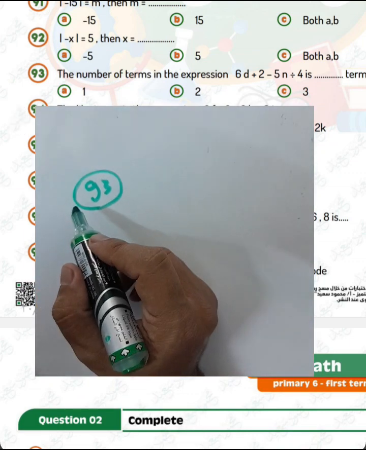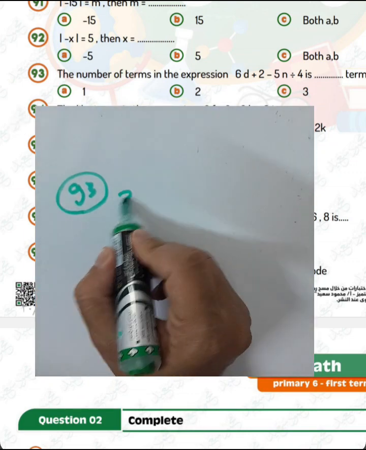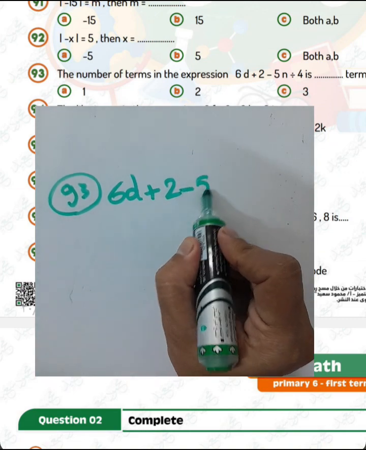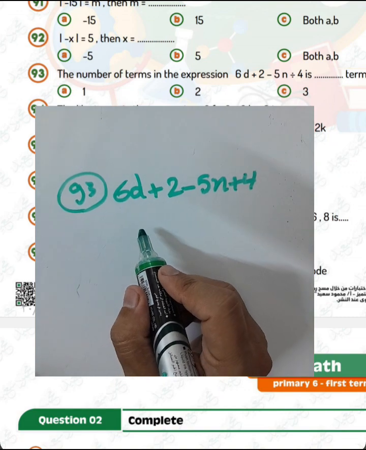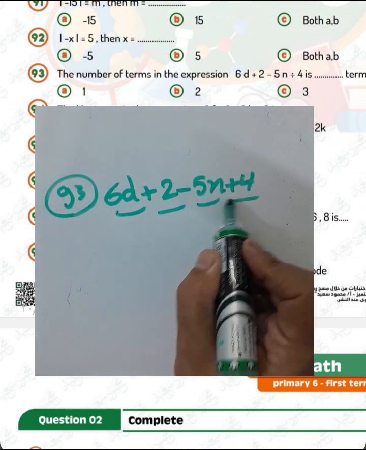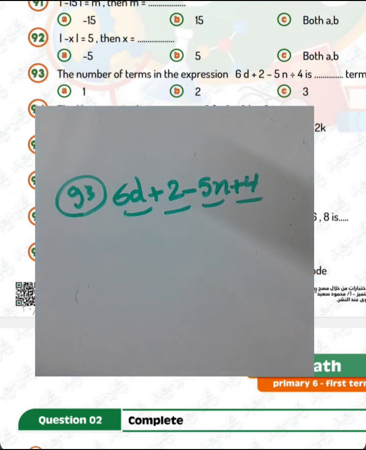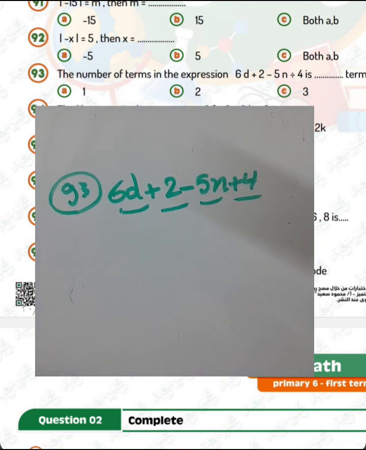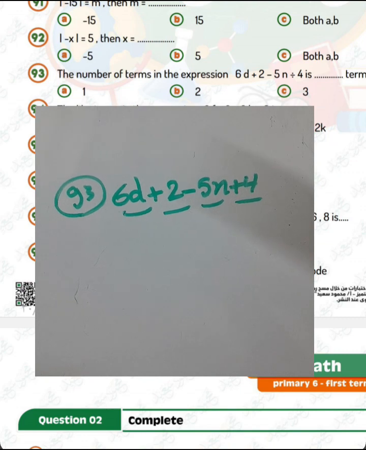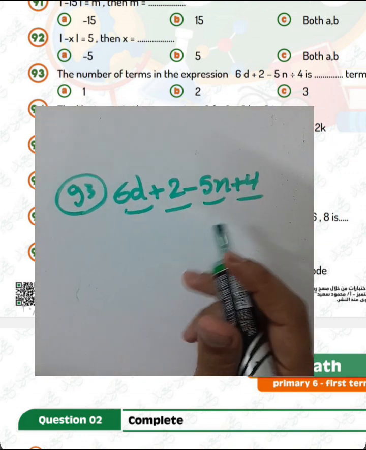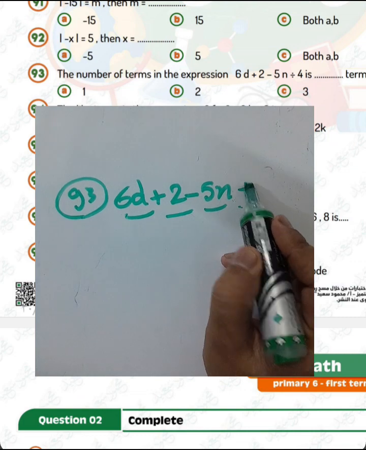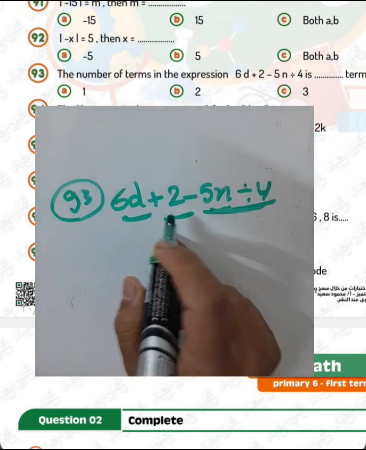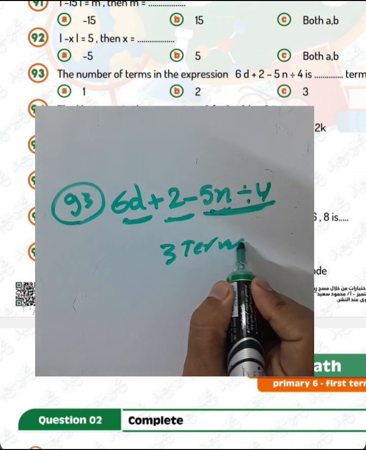Question 93. The number of terms in the expression 6d plus 2 minus 5n plus 4. How many terms? 1, 2, 3, 4. We have 4 terms here. Understood? Count with me. Here it was divided by 4. We have 1, 2, 3, only 3 terms, because the sign was divided.